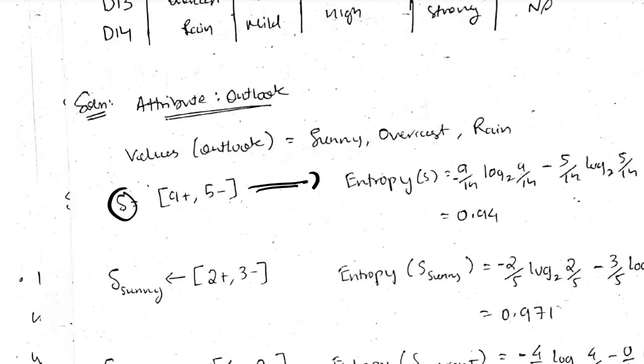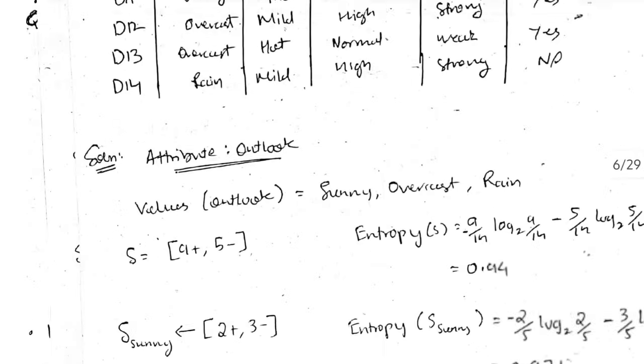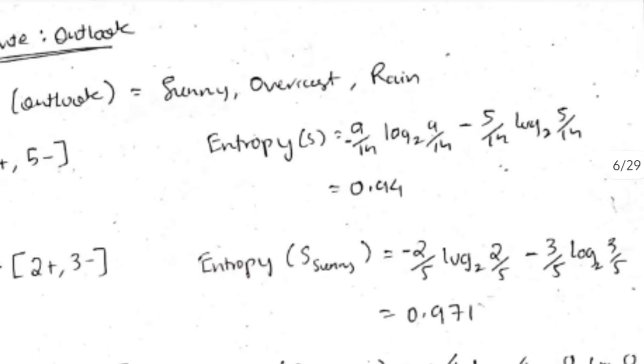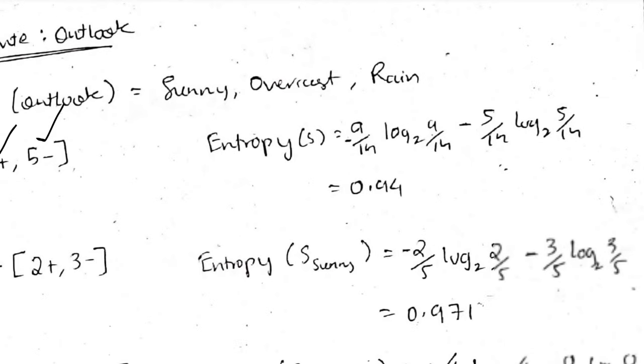S means the whole data set. Okay, for the whole data set, what is the entropy? For that, the entropy is calculated as follows. Listen carefully. You have 9 yes here and 5 no here. So that's why I have written 9 and 5 there.